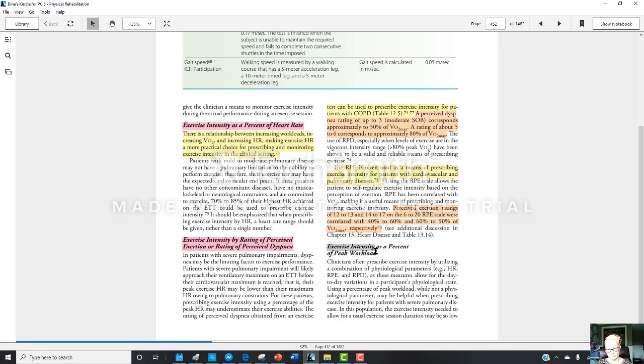Exercise intensity as a percent of peak workload. Clinicians often prescribe exercise intensity by utilizing a combination of physiological parameters, for example, HR, RPE, and PD, as these measures allow for the day-to-day variations in a participant's physiological state. Using a percentage of peak workload, while not a physiological parameter, may be helpful when prescribing exercise intensity for patients with severe pulmonary disease. In this population, the exercise intensity needed to allow for a usual exercise session duration may be so low as to produce little or no training effect.